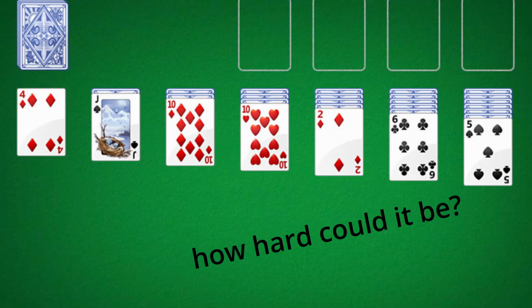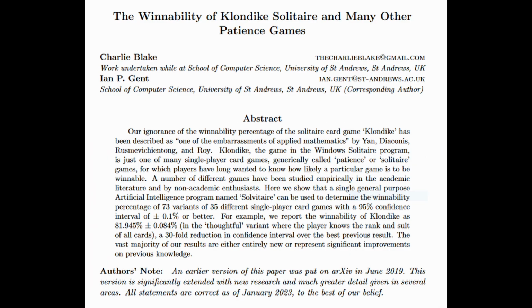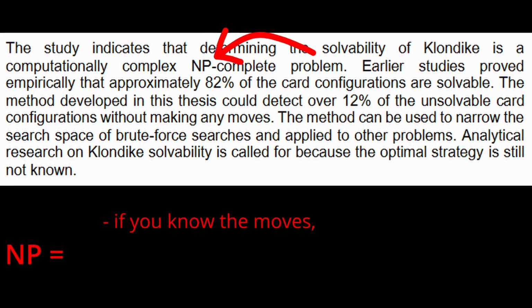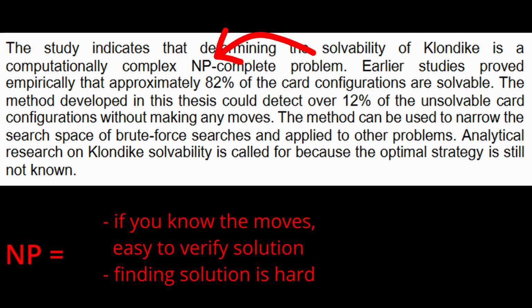Now I know what you're thinking. Autumn, it's Solitaire, how hard could it be? Actually really hard, like surprisingly hard. Solitaire belongs to a class of problems known as NP, which basically means that if you already know the order of moves to win, it's very easy to verify that it works, but actually finding those moves is difficult.